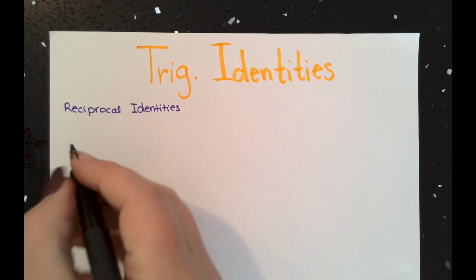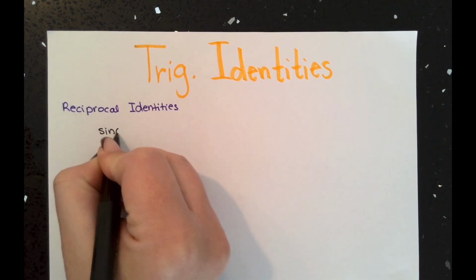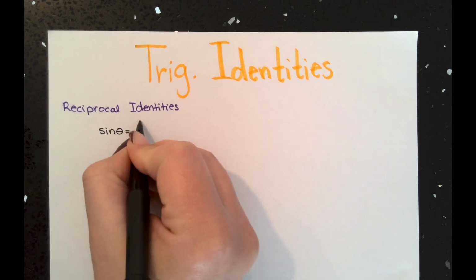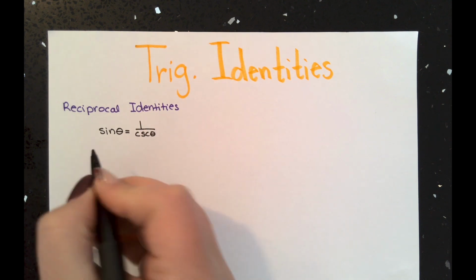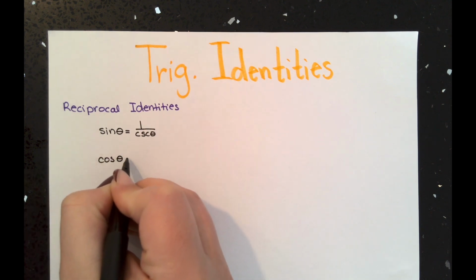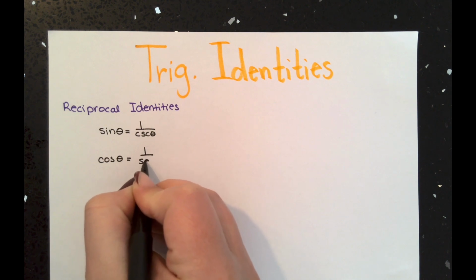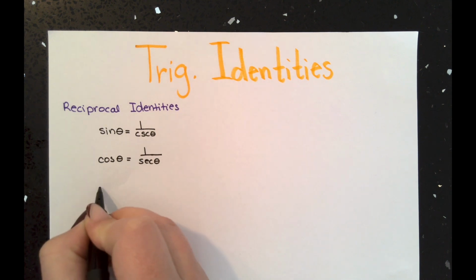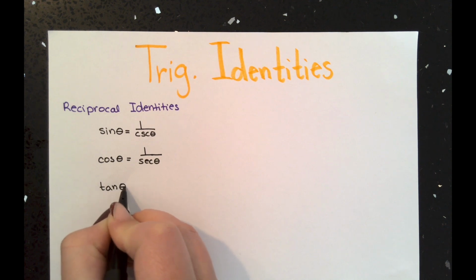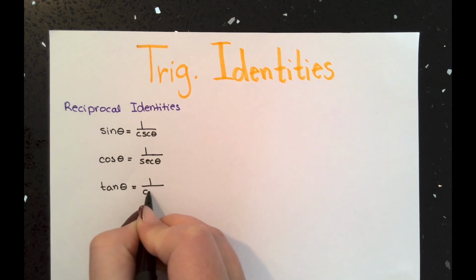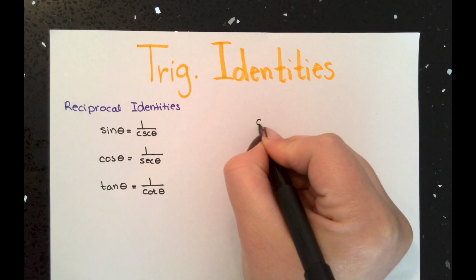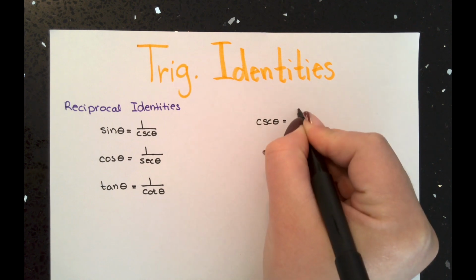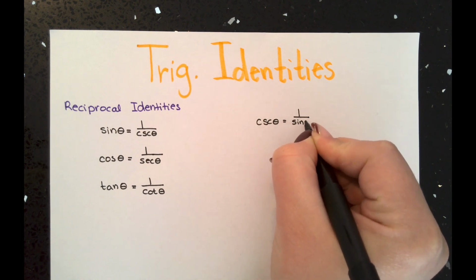So how to write those out is we have sine of theta, you can also write x if you'd like, is 1 over cosecant of theta. Cosine of theta is 1 over secant of theta. Tangent of theta is equal to 1 over cotangent of theta. Now again, we can go forwards, we can go backwards, so let's go ahead and rewrite the other three. So that means cosecant of theta is equal to 1 over sine of theta.